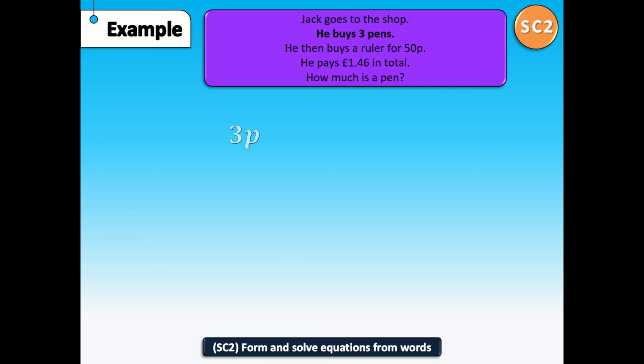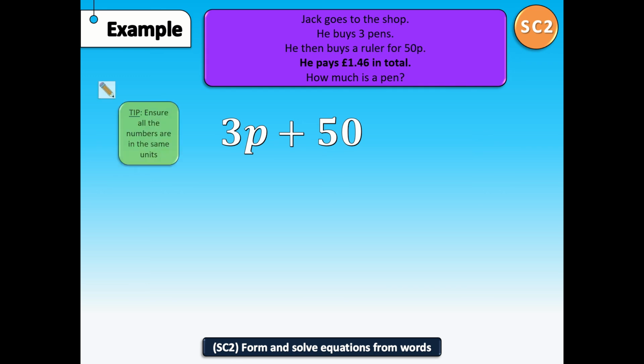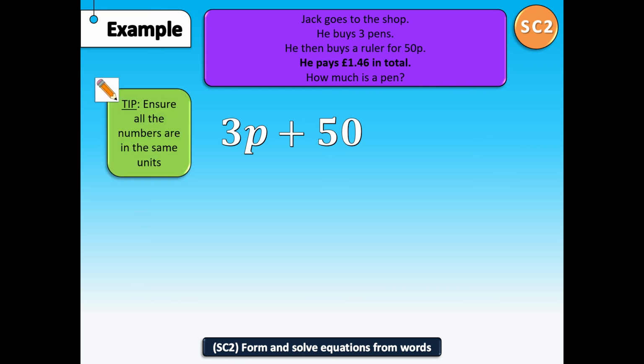So Jack buys 3 pens, so we can call that 3p. He then buys a ruler for 50p, so we can add 50. And the total amount he spends is £1.46. So we're going to leave that in pence, so that's 146 pence. So we've formed an equation, 3p plus 50 equals 146.